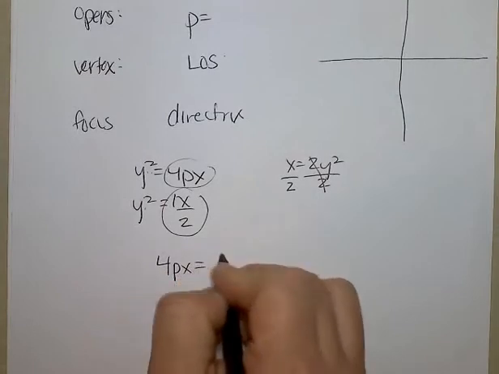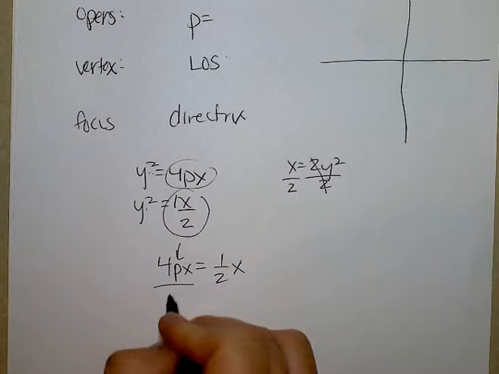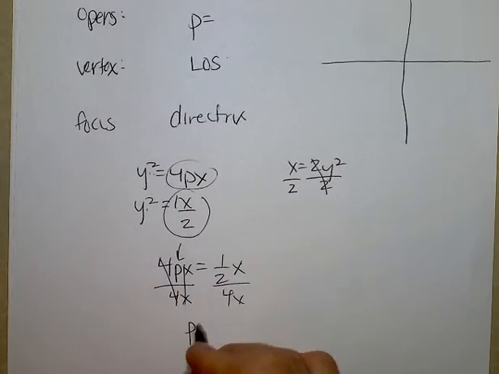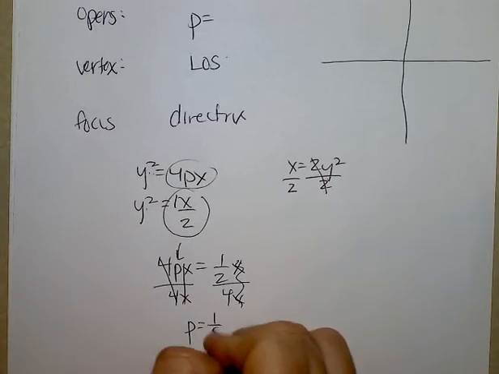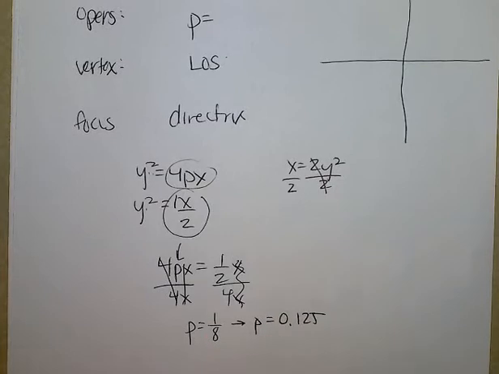4px equals 1/2 x. To solve for p, I divide by 4x. And p equals 1/2 divided by 4. So if you ended up with 1/8 or 0.125, your p-value is correct.